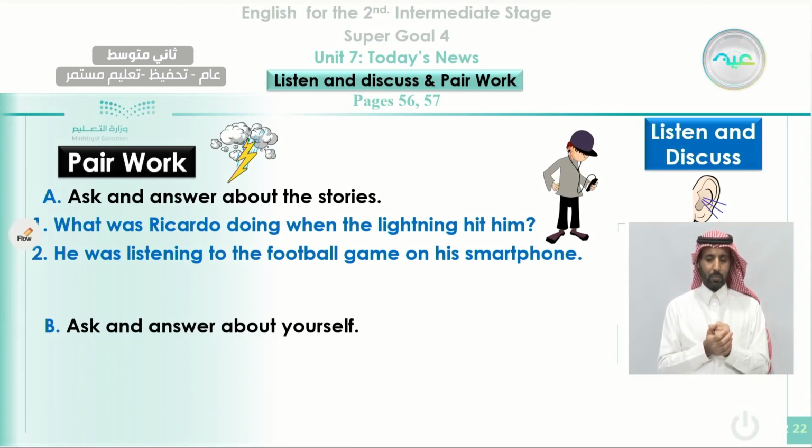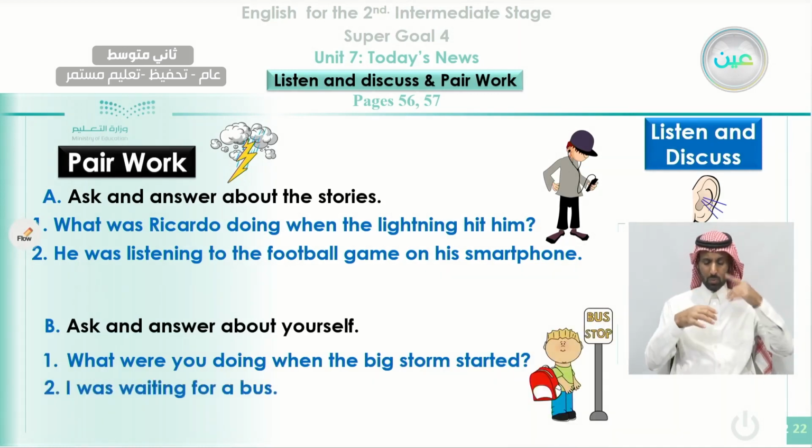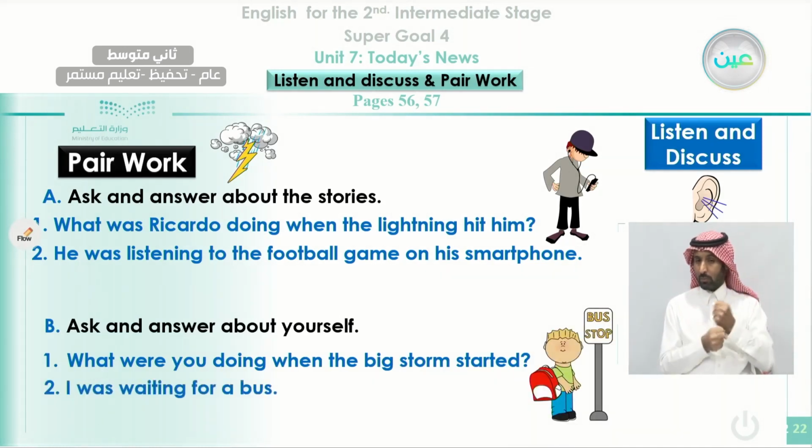Okay, ask and answer about yourself. What were you doing when the big storm started? Number 2 here, the answer, I was waiting for the bus. Okay, we're talking about two events again. What were you doing when the big storm started? You were working or doing something when that happened. So the answer, I was waiting for the bus when the storm started.